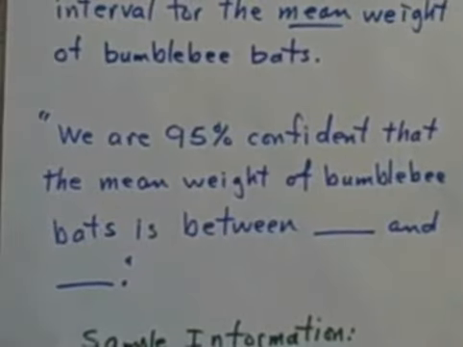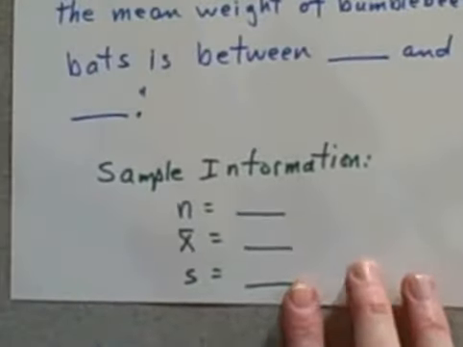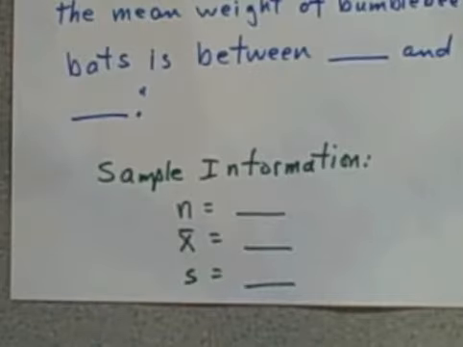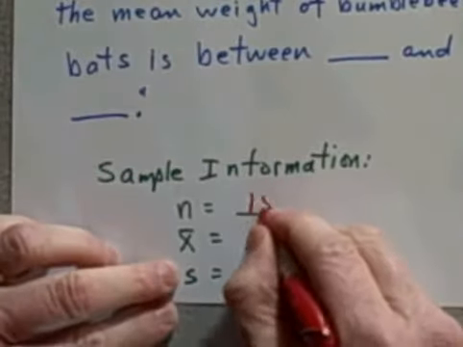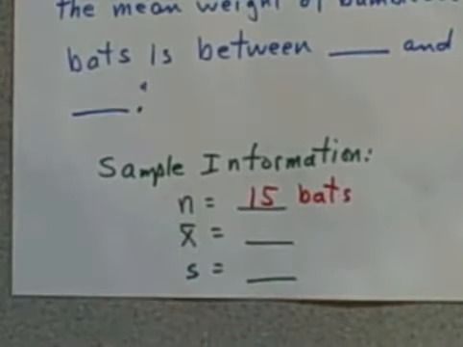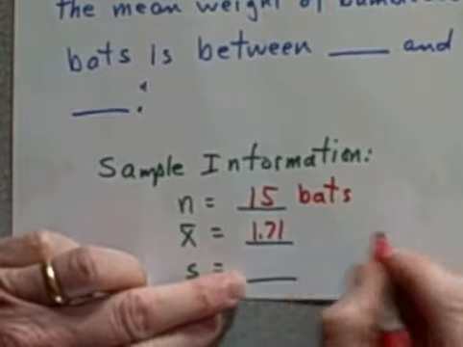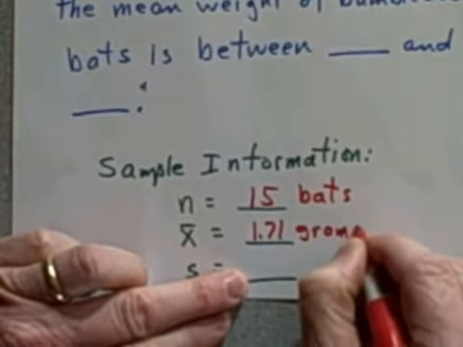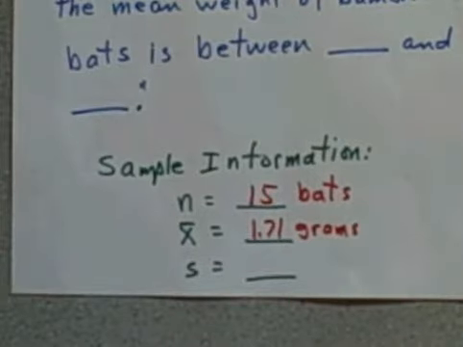Okay, what is the information we have from our sample? Well, here's the sample information. 15 bumblebee bats were captured. They were weighed. That's 15 bats, so n equals 15. They were weighed, and it was found that the average weight of these 15 in the sample was 1.71 grams. A gram is not very much. Not very much weight at all. So these bats really are very tiny.